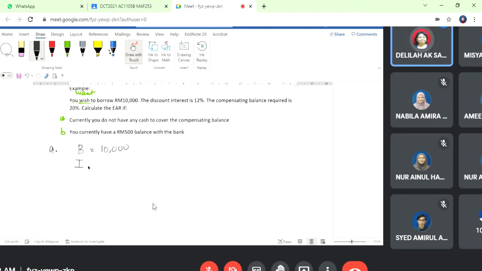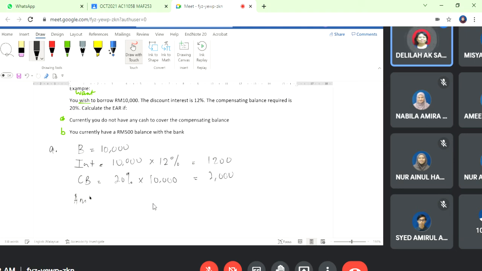If you want to borrow 10,000, okay, assuming that you want to borrow for 1 year in this example, then the interest for 1 year at 12% is 1,002. Compensating balance required is 20%. 20% of borrowing, B. That is 2,000 ringgit.